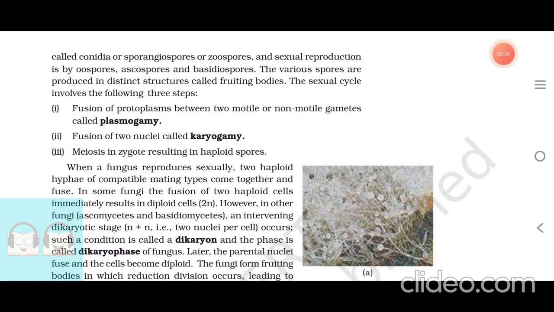The sexual cycle involves the following three steps. 1. Fusion of protoplasms between two motile or non-motile gametes, called plasmogamy. 2. Fusion of two nuclei, called karyogamy. 3. Meiosis in zygote, resulting in haploid spores.